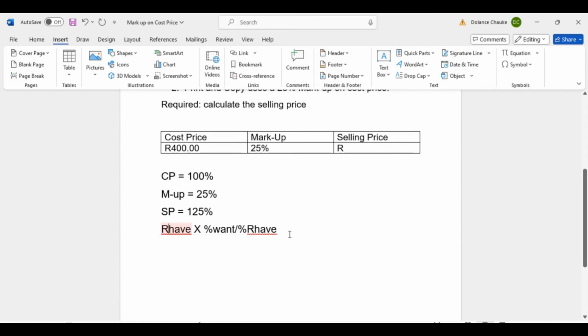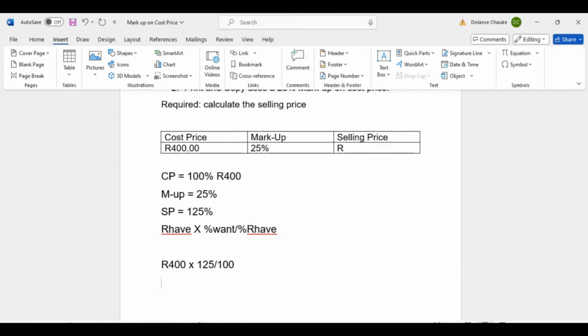Let's demonstrate how we're going to get our selling price. What is the rand value we have here? It is 400 rand. We're just following the formula. Multiplied by what do we want? We want the selling price, so we multiply by the percentage of the selling price, which is 125. Then we divide by the percentage of the rand value we have. Remember, we have cost price 100% and 400 rand as its rand value, so we divide by 100.